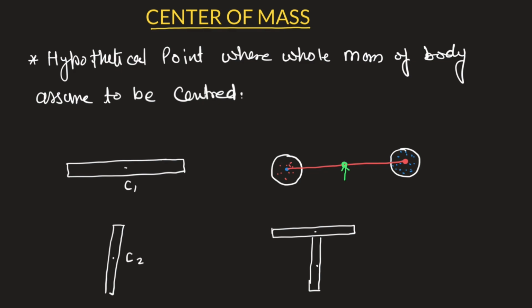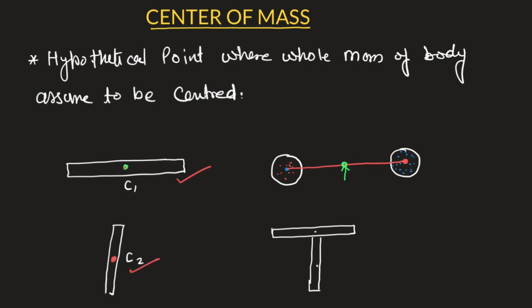Now I will give you another example. If you see this rod, the center of mass of this one is at C1, the midpoint of that. We are assuming that. Now the center of mass of this body is at point C2. So separately, for body 1, the center of mass is at C1. For body 2, the center of mass will be at C2.